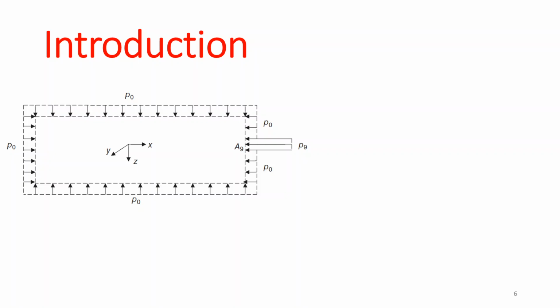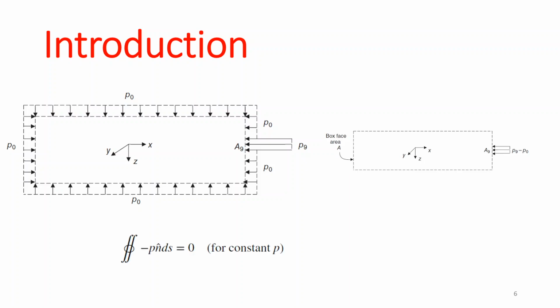We can subtract P naught from PG and make it a little even simpler. So the only place where you have pressure force acting on your body is at the outlet, at the exit of the jet engine. What this means is that the first integral, the surface integral of pressure forces acting on the body, must be equal to 0 for a constant pressure.